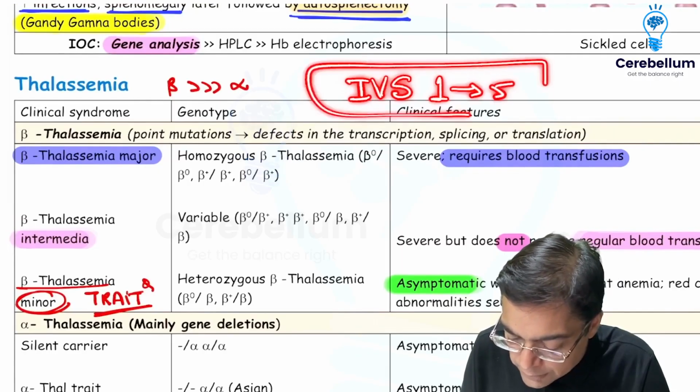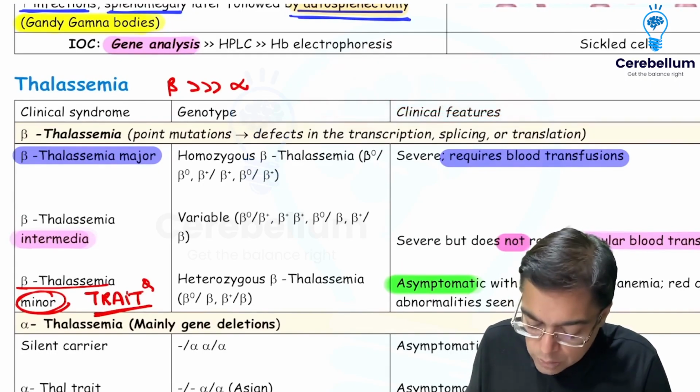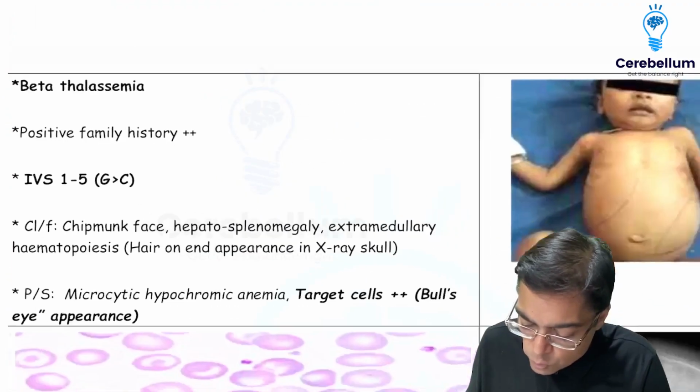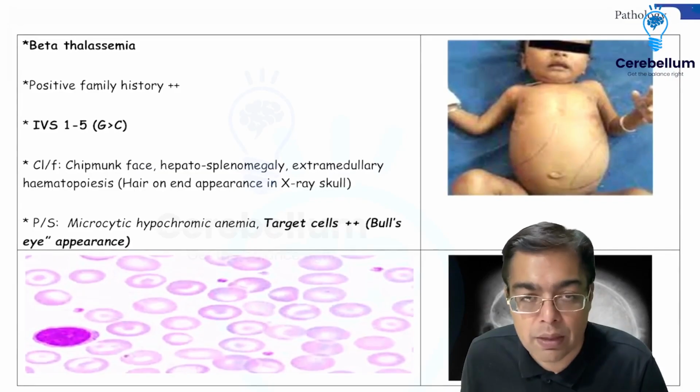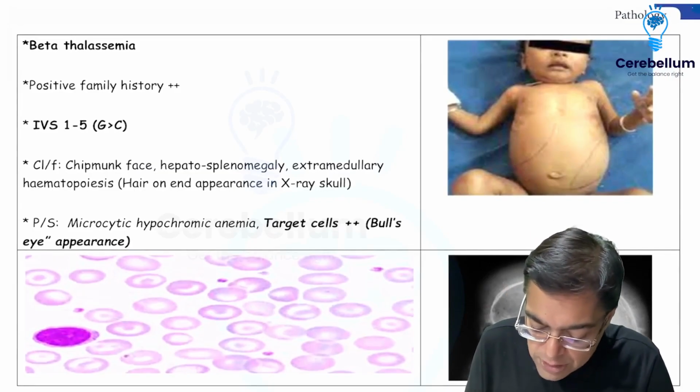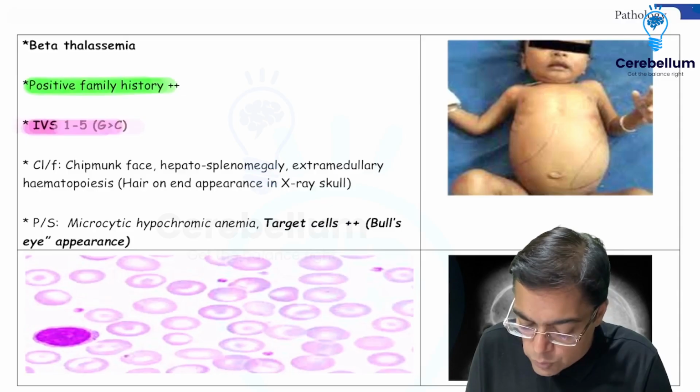So that is as per the data at the topmost tertiary care institute, that we need to have an idea. Before I talk about alpha thalassemia, I would just request you to have an idea about what exactly is the clinical presentation of a patient having thalassemia. Patients having thalassemia suffer from a genetic disease, therefore they usually have a positive family history. The commonest mutation, as I discussed with you, is intervening sequence 1-5.